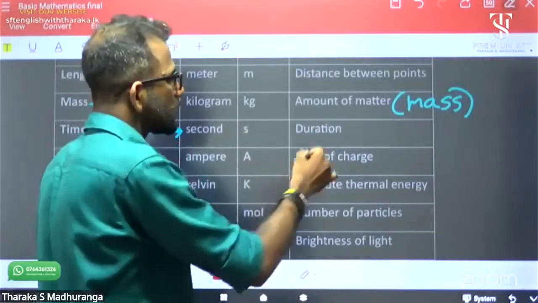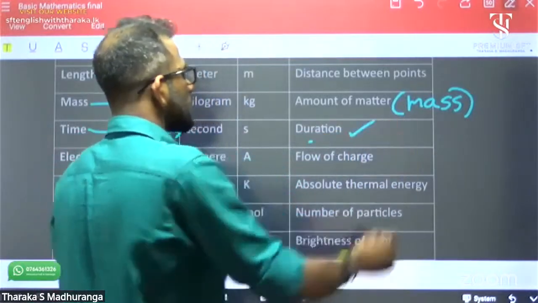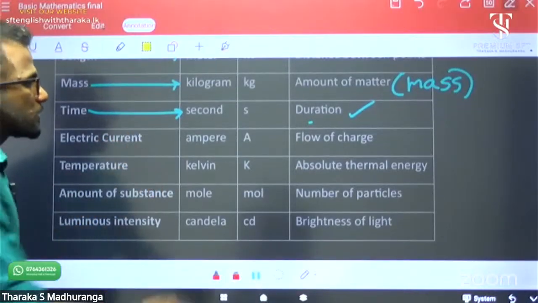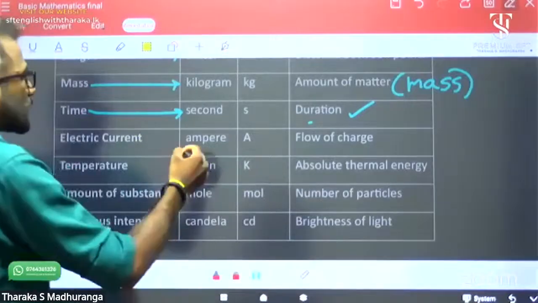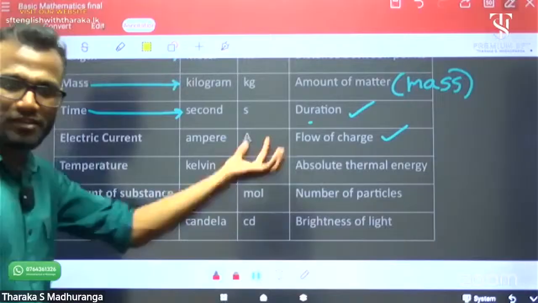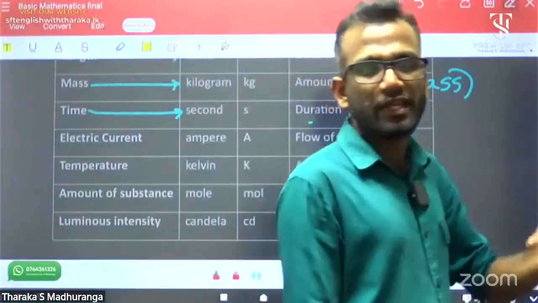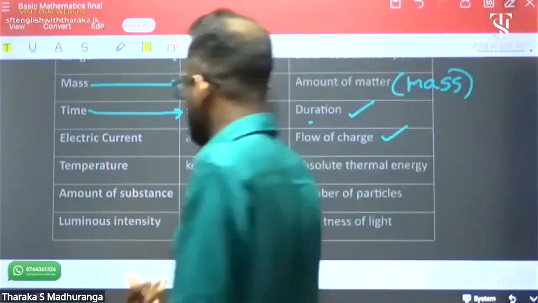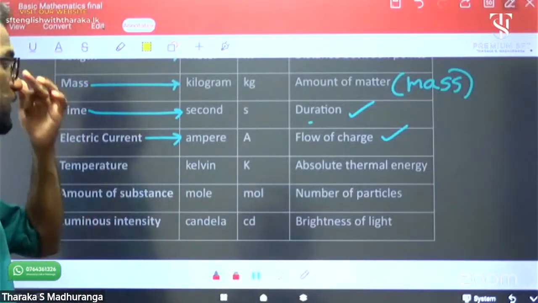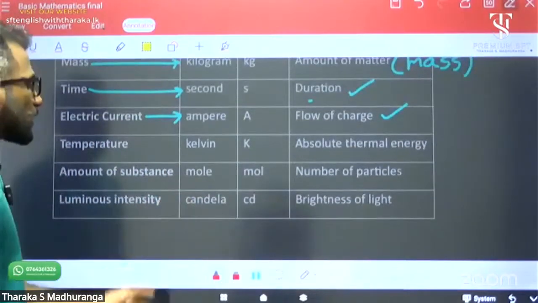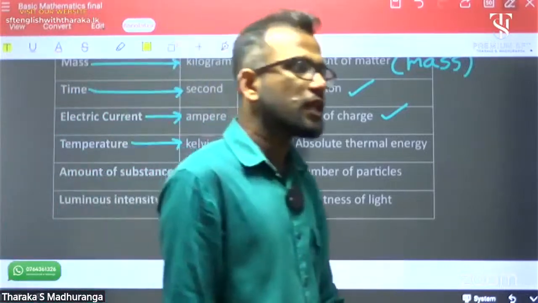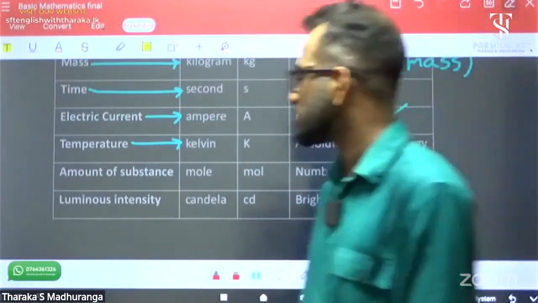S is the symbol for time duration. Electric current is measured by the ampere. It is the flow of charge. What current means and everything else you can learn in the electricity lesson. Ampere is the standard unit of electric current. The temperature SI unit is the Kelvin. The Kelvin is the standard unit of temperature.